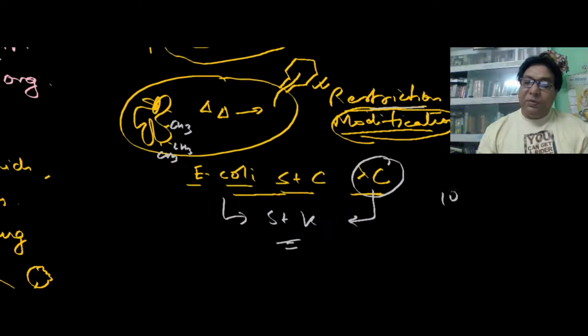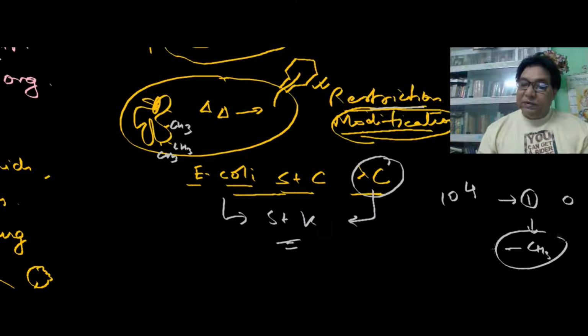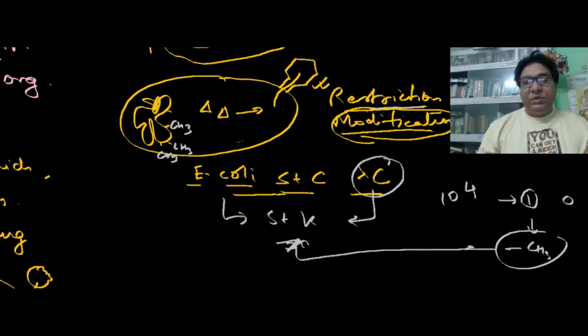If out of 10 to the power 4 phages, one phage survives or forms plaques, then this phage had probably gone modification. It has gone methylation, its DNA, and so its DNA is getting protected. If this phage further reinfects the strain K, it will completely lyse the cell, and 100% plaque forming efficiency will be seen. So this is what restriction modification system is about.